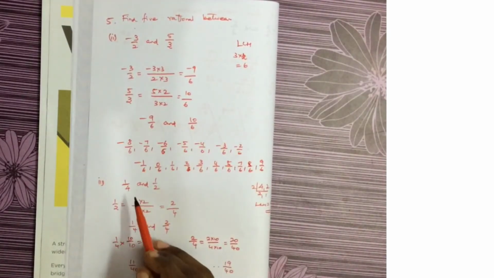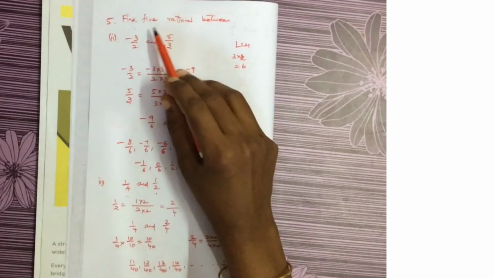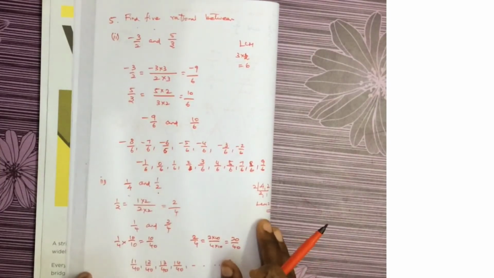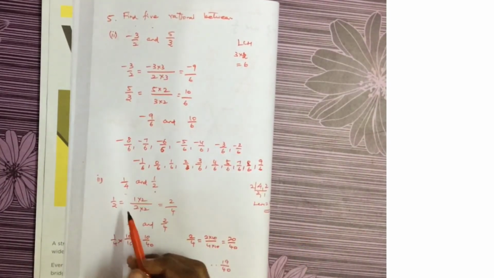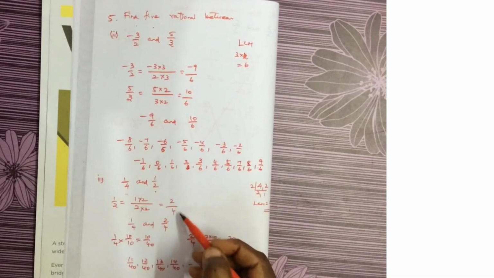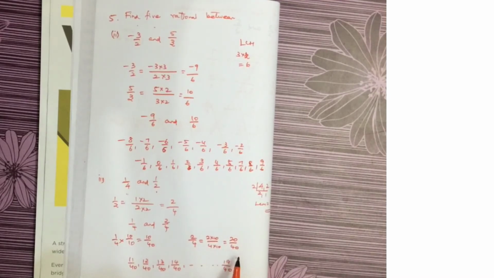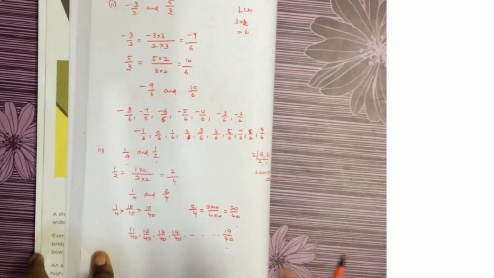The next problem is: find 5 rational numbers between 1/4 and 1/2. The denominators are different. By taking the LCM, you will get 4 here. So 1/2 is represented as 2/4. Now we have to write any 5 numbers between 1/4 and 2/4. You can't get any number directly between them. So I am multiplying the numerator and denominator by 10 for both of these numbers, so that I get 10/40 and 20/40. Between 10/40 and 20/40, you can take any 5 out of this.